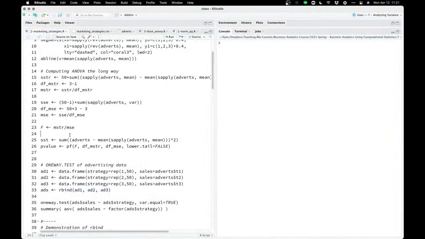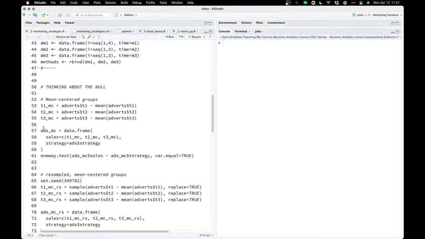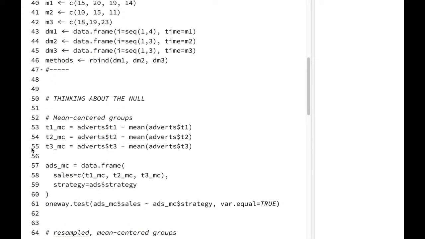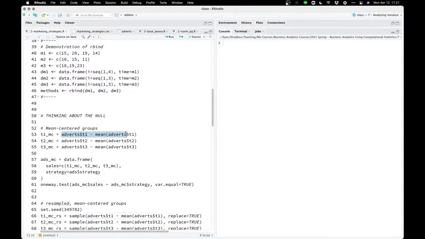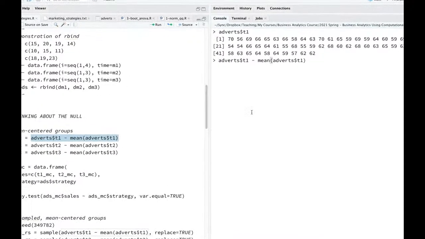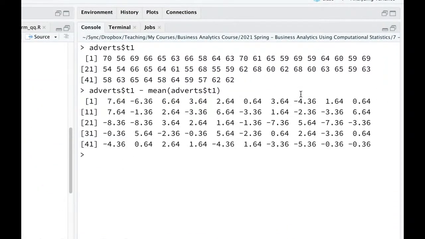So let's think about this. How can we simulate an example where the three means are exactly the same? One way to do it is to just mean center all the data we have. If we mean center each treatment one by one, I can give them exactly the same mean, the mean of 0. So let me take adverts for the first treatment. This is the sales for the first treatment, and I'm going to subtract from it the mean of the first treatment. Some positive, some negative.